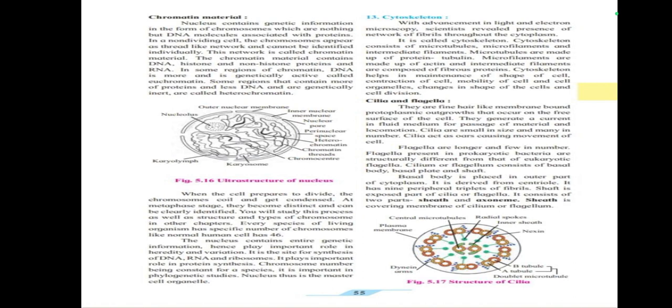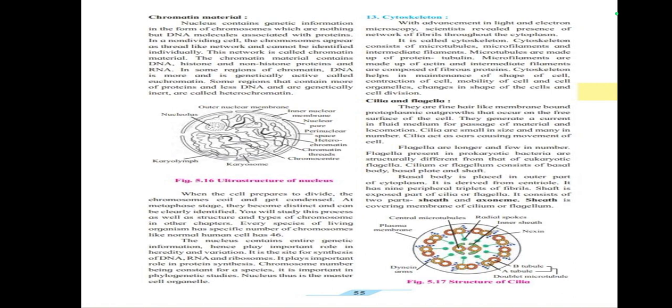Cilia and flagella. They are fine hair-like membrane-bound protoplasmic outgrowths that occur on the free surface of the cell. They generate a current in the fluid medium for passage of material and locomotion. Cilia are small in size and many in number. Cilia act as oars causing the movement of the cell. Flagella are longer and few in number. Flagella present in prokaryotic bacteria are structurally different from eukaryotic flagella.